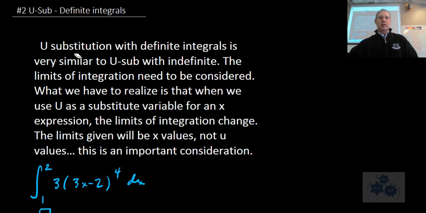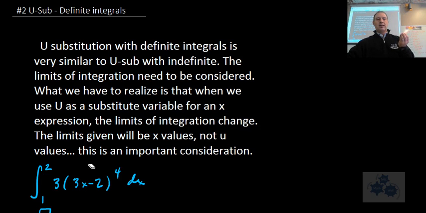So let's just read here the notes. It says u-substitution with definite integrals is very similar to u-sub with indefinite integrals. The limits of integration need to be considered. What we have to realize is that when we use u as a substitute variable for the x expression, the limits of integration change. And that's the big thing.